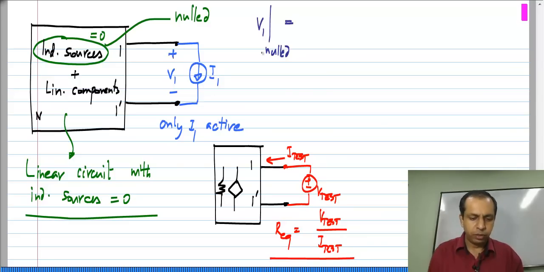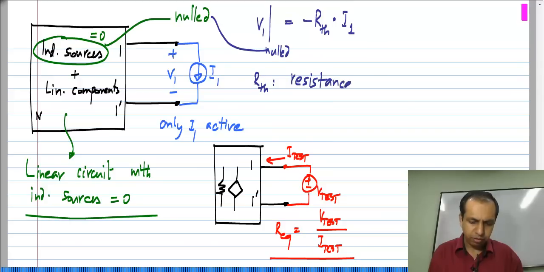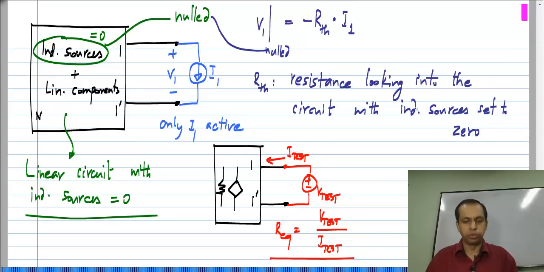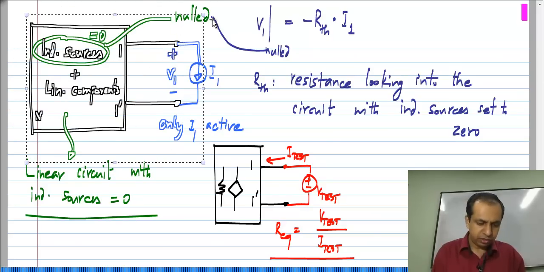Okay. V 1 with the independent sources nulled, okay, this is the nulled source that I am referring to, will be minus some resistance times I 1, okay, where R T H is the resistance looking back into the circuit. R T H is the resistance looking into the circuit with independent sources set to 0, that is by nulling the independent sources. Again, just to ensure that you understand the reason for this negative sign, let me take this circuit.